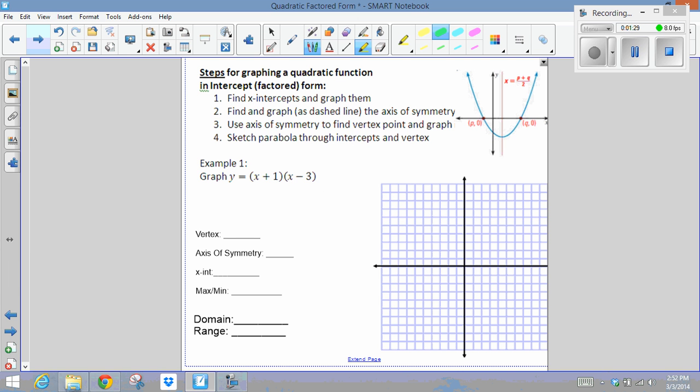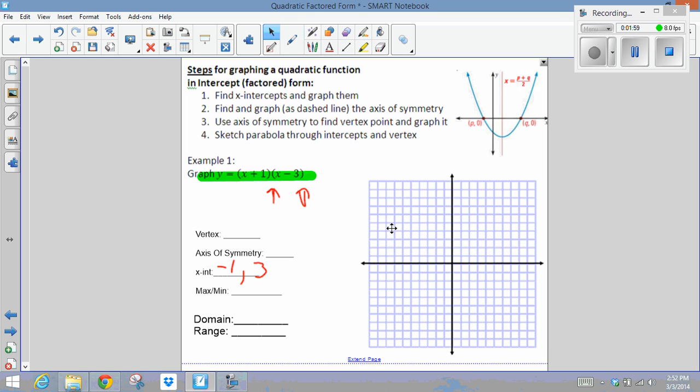Here's our first one, and here's our equation. The first thing we're going to do is find our x-intercepts. Normally we would find our vertex first, but because the x-intercepts are the easiest to pull out here, that's what we're going to do. And remember, that means what makes these two things 0. So it's going to be -1 and +3.